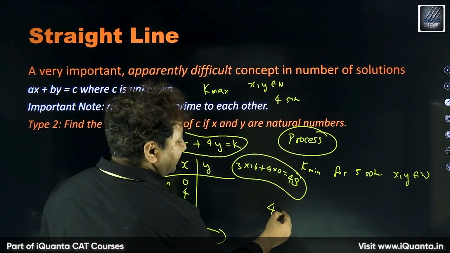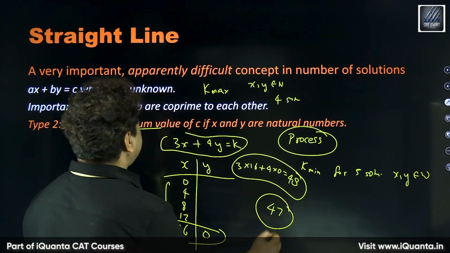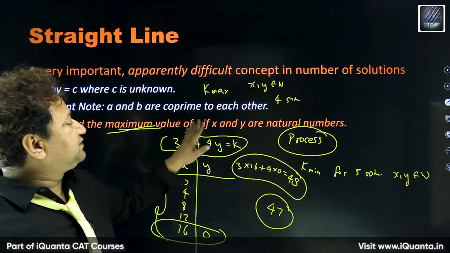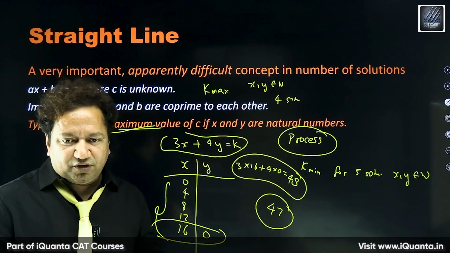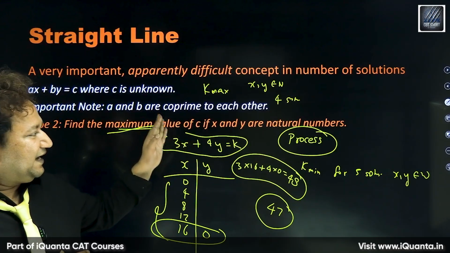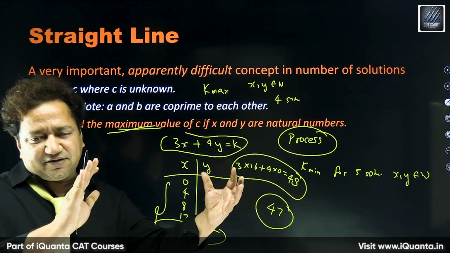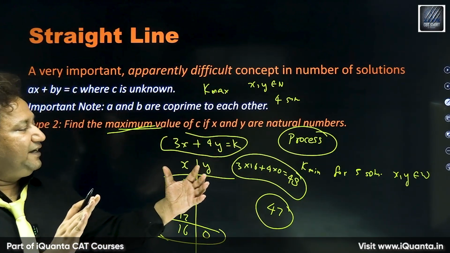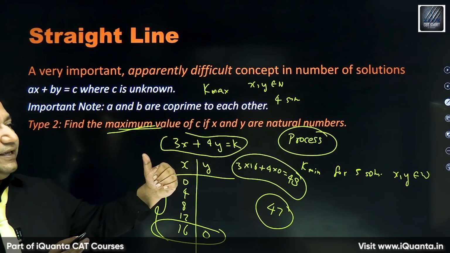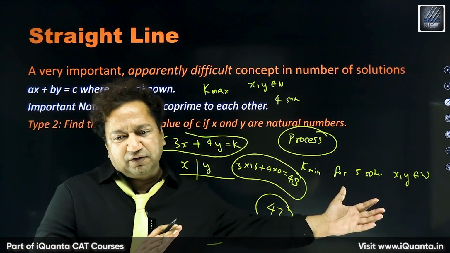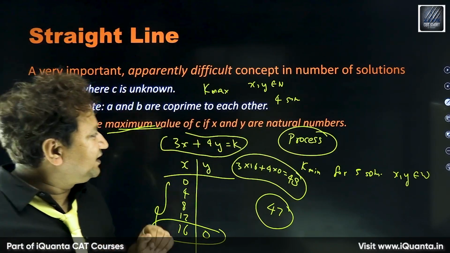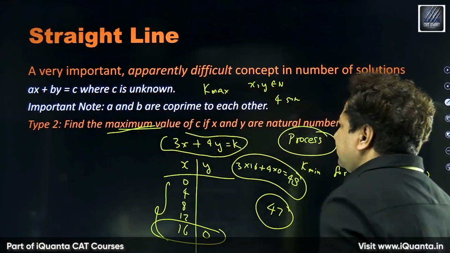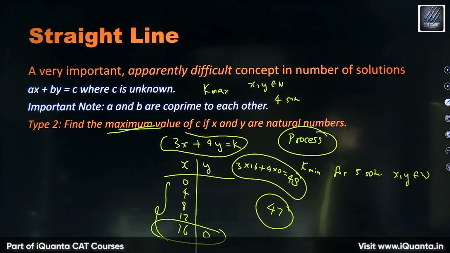Let's take 47. The moment you take 47, it will be the maximum value of k in this case, when x and y are natural numbers. So if you want to have n solutions, n number of natural solutions, just find the minimum value of k for n plus 1 whole solutions, and subtract 1 from it. That's all. Nothing else needs to be done. All right, we're done with that.